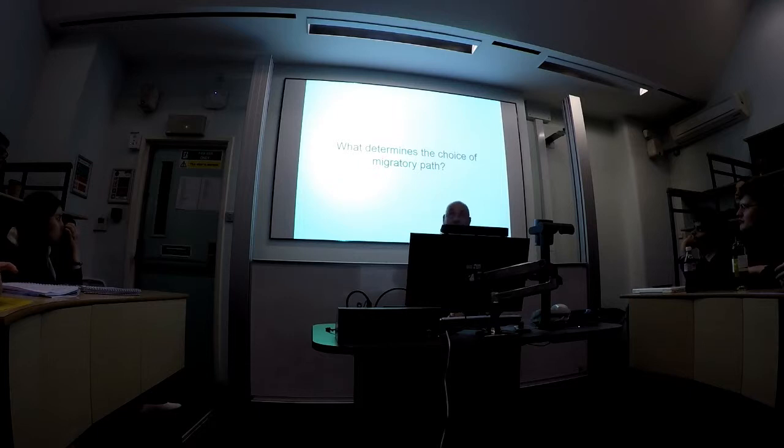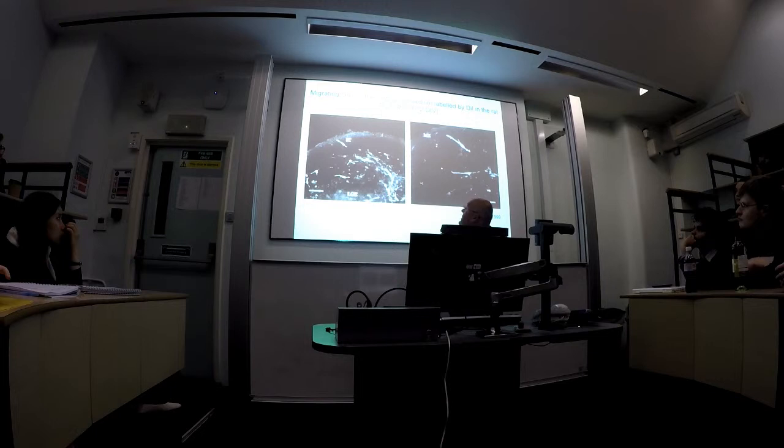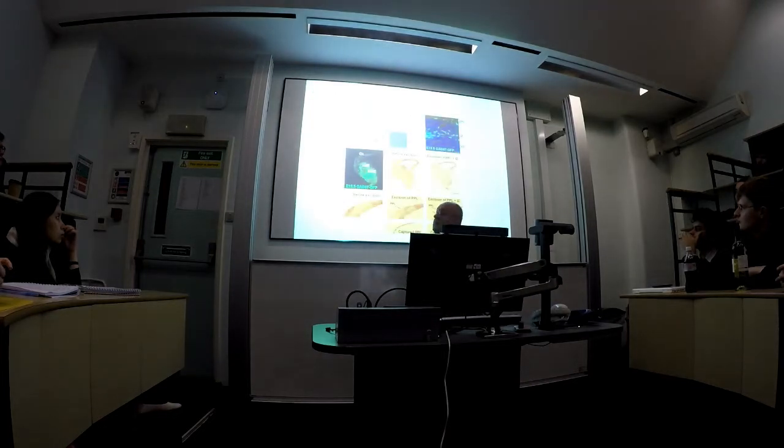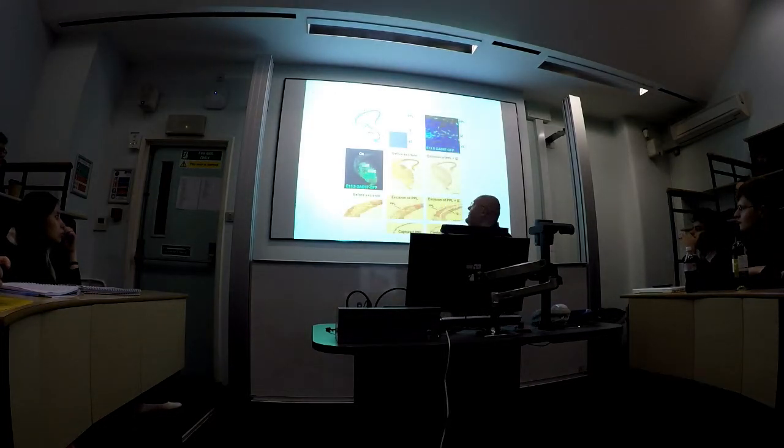So one of the other things we're interested in is what determines the choice of the migratory path of interneurons in the cortex. So actually they seem to go into different streams. So these are interneurons being labelled with DiI, and you notice that these interneurons seem to be heading towards different streams within the cortex. So we were wondering what factors were responsible for this.